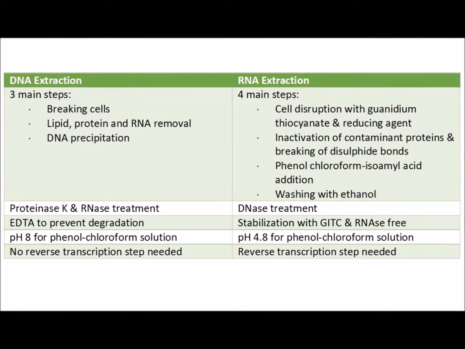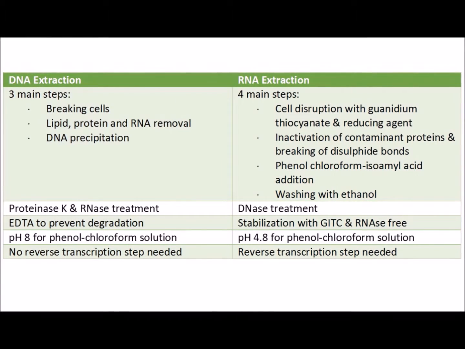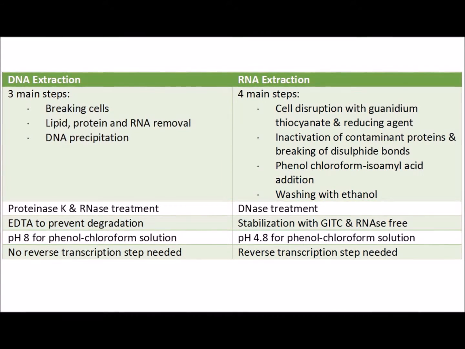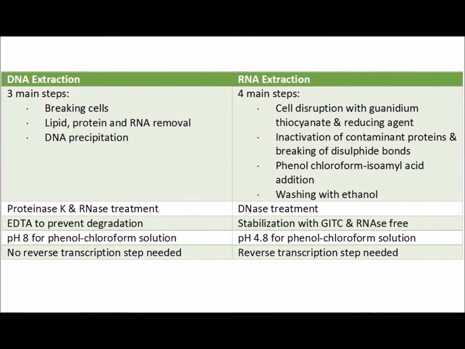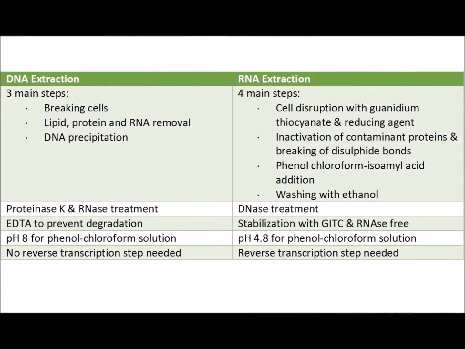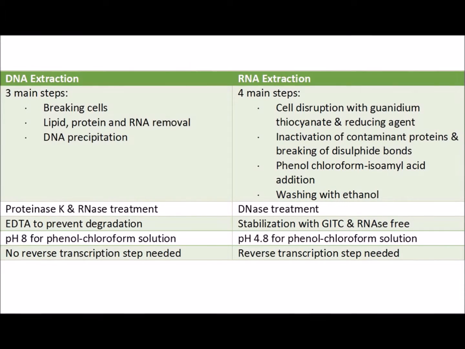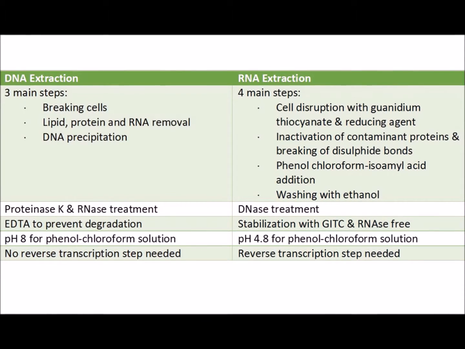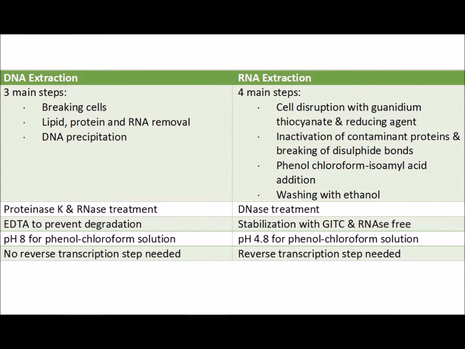For the RNA extraction, four main steps need to be made, including cell disruption with guanidinium thiocyanate and reducing agent, an inactivation of contaminant proteins and breaking the disulfide bonds, the phenol-chloroform isoamyl alcohol addition, and the washing with ethanol.